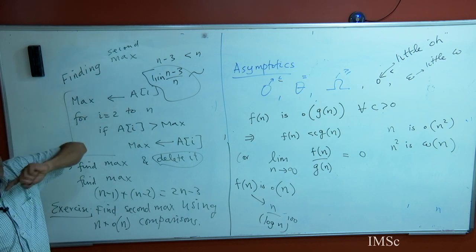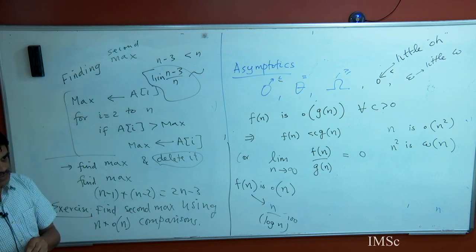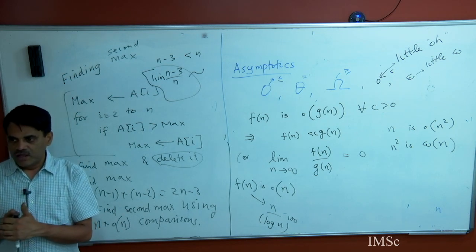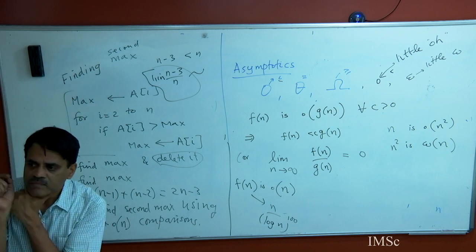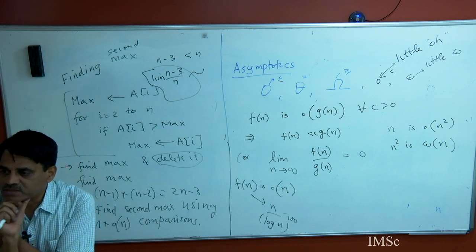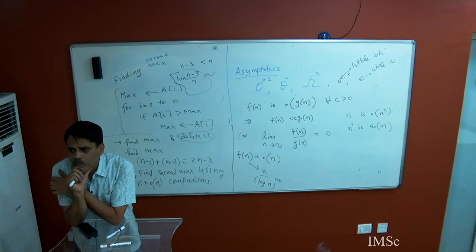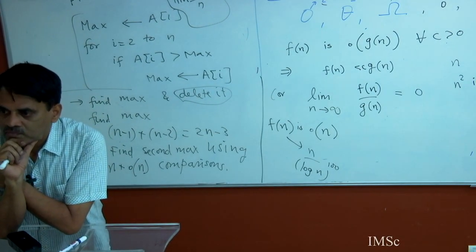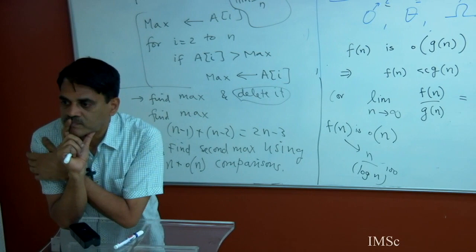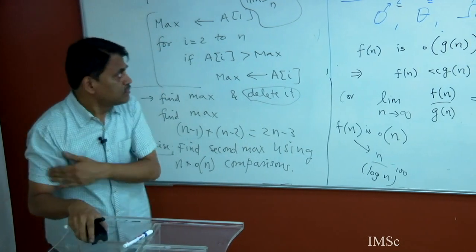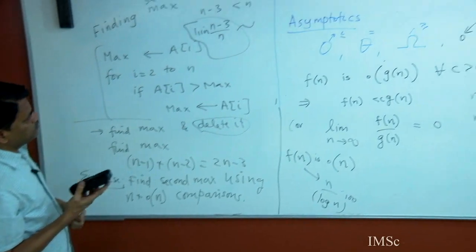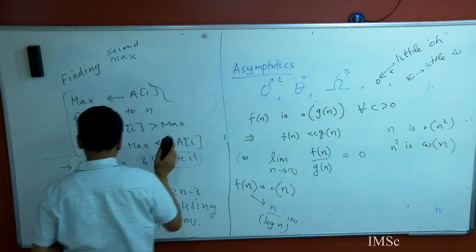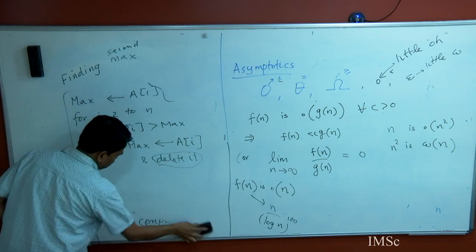You are given an array of n elements. Come up with an algorithm to find the second max. Yes, we are counting only comparisons. Okay, I think I understand what you're trying to do. So let me write down and tell me whether that's what you had in mind.